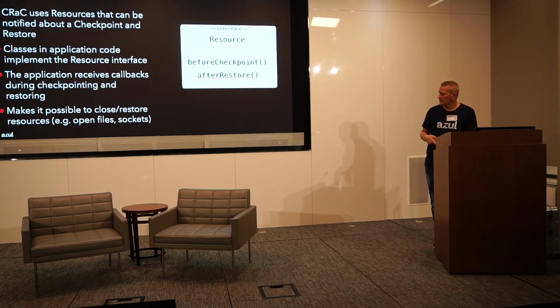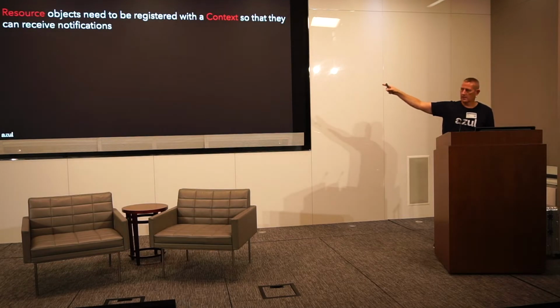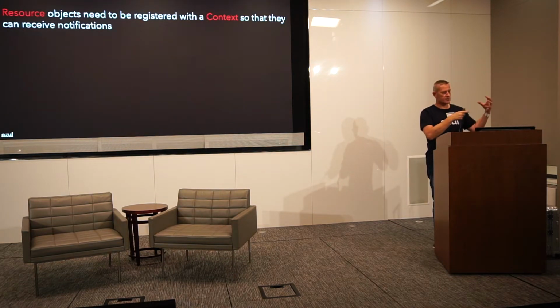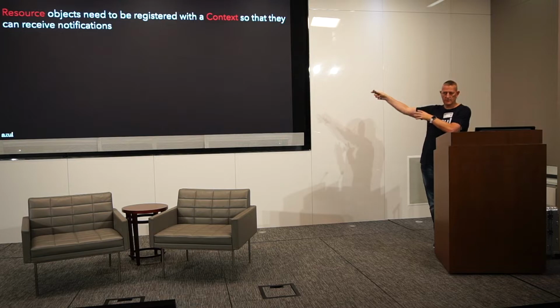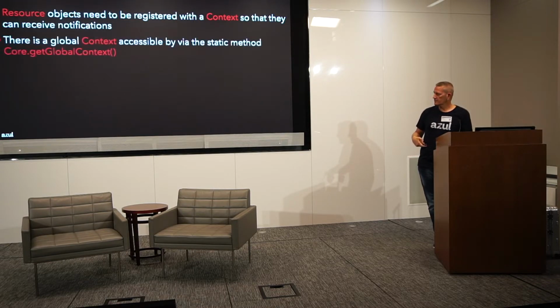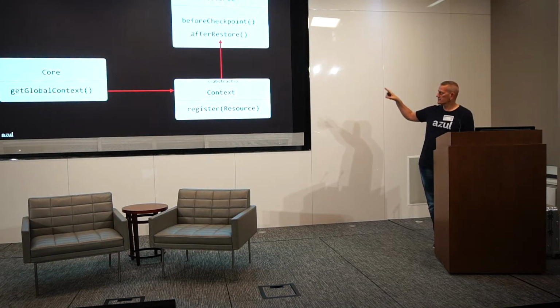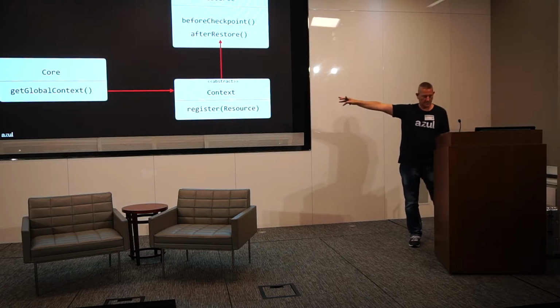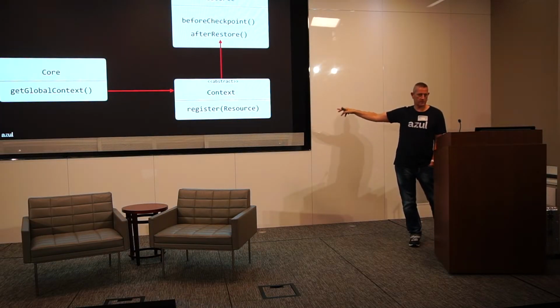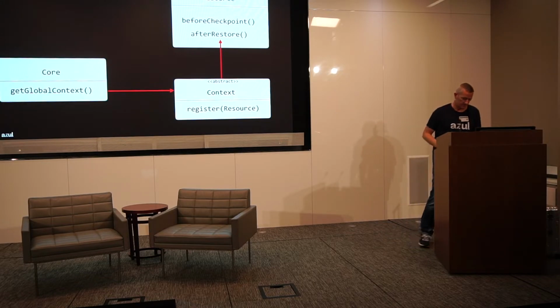Okay. And to do that, we have a so-called context. And in this context, you have to register your resources to let the JVM know. And you can get the context by calling core.getGlobalContext. Right? This is a static call, and it's just one context in the whole JVM. And there you can register your resources. And if you register them in this context, then they will be notified. That's the main idea. You implement the interface, you get the context, and then you register your resource into that context. Right? So this is the idea.